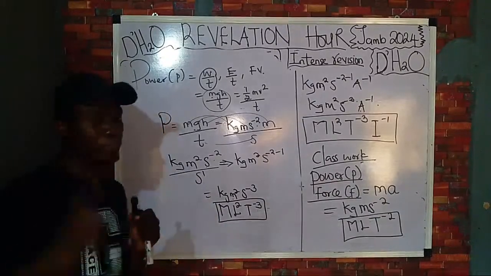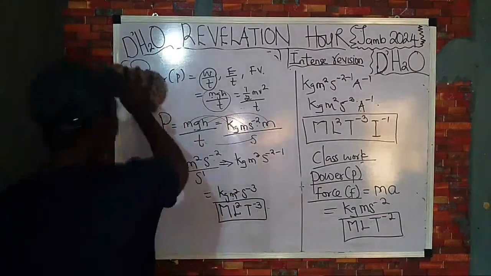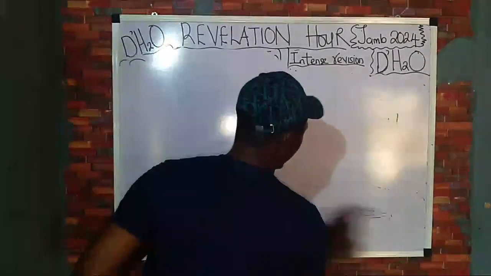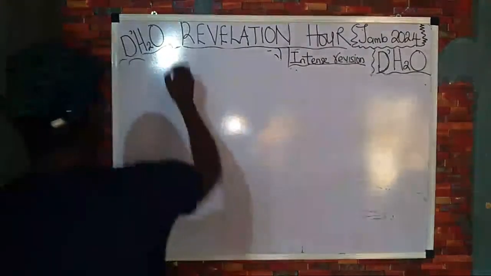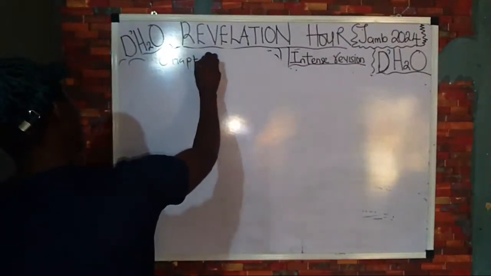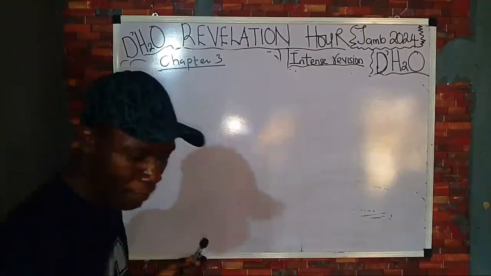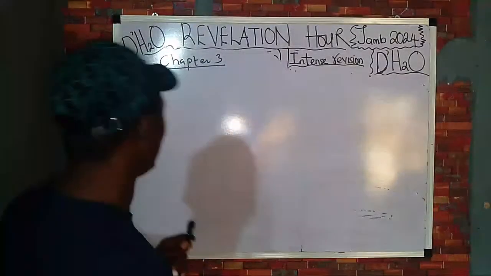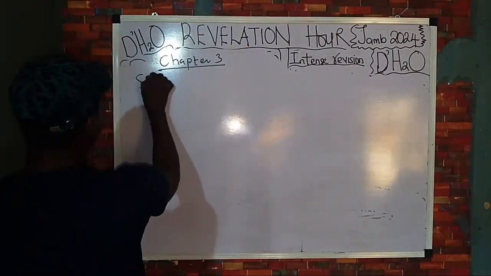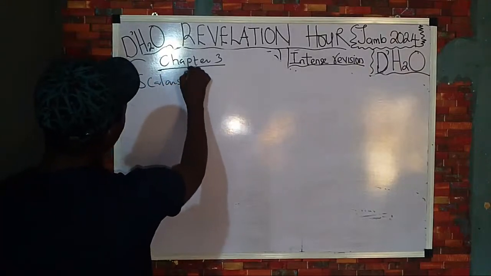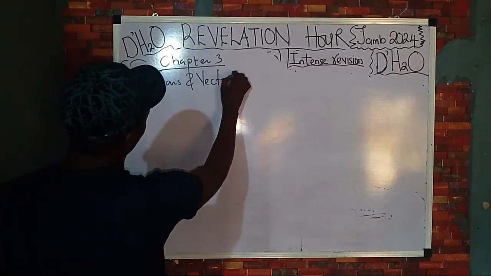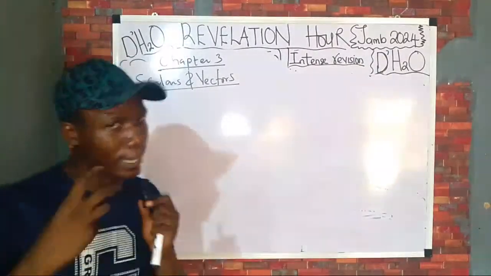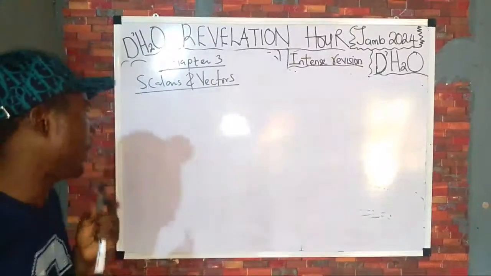We are going over to chapter 3, which is the scalar and vector quantities. What is a scalar quantity? Chapter 3 now. If you have my physics textbook, you can be guided with this physics textbook. We are in chapter 3, which is what? Scalars and vectors. Wow. Scalar quantity are those quantity that has only magnitude but without direction.